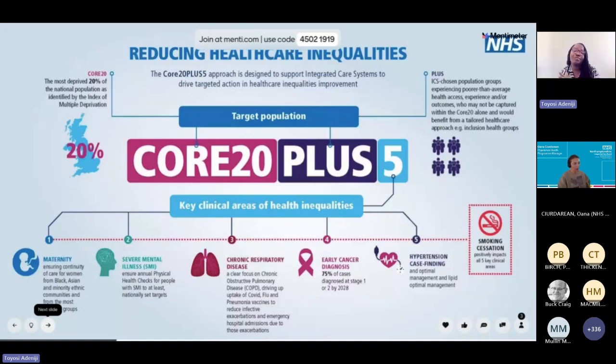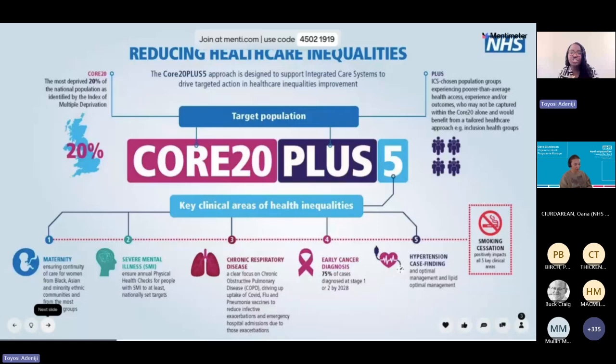it was led by Professor Bola Owolabi and her team at the time, it breaks down beautifully where you can begin to target, especially if you're thinking about population health management. You're thinking about your Core 20. So that would be the most deprived 20% of the population, usually with the IMD, really. That's the Index of Multiple Deprivation.